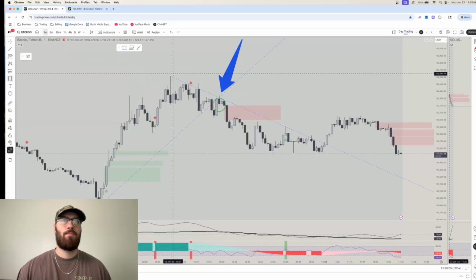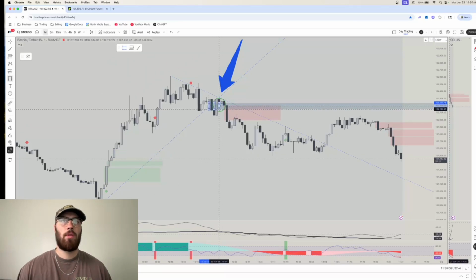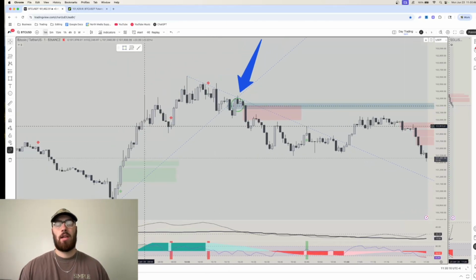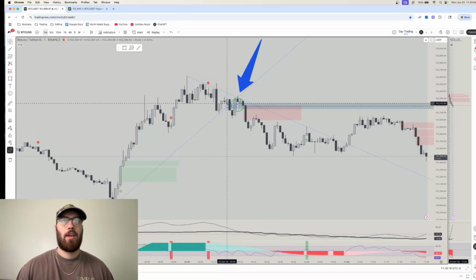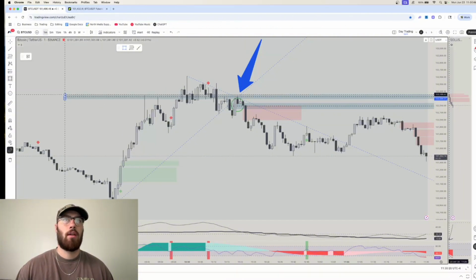I'll draw it out. This fair value gap right here. If you don't know what a fair value gap is, make sure to head over to one of my videos. I have a fair value gap video breaking this whole thing down, but we had a fair value gap here. I saw a very key strong level right here. You could see us struggling to break it. Once we did break it, we bounced on it. And then once we broke back below it, we're bouncing on it to the downside.